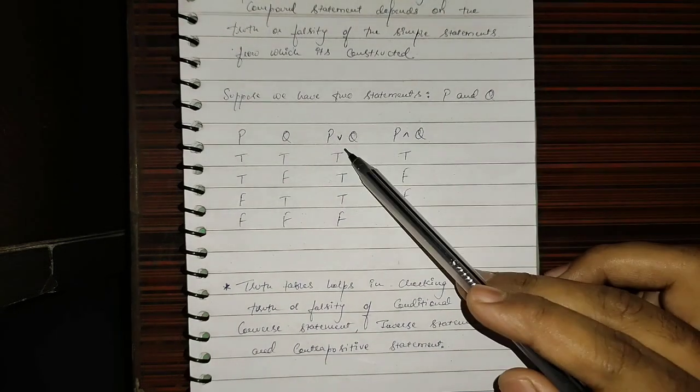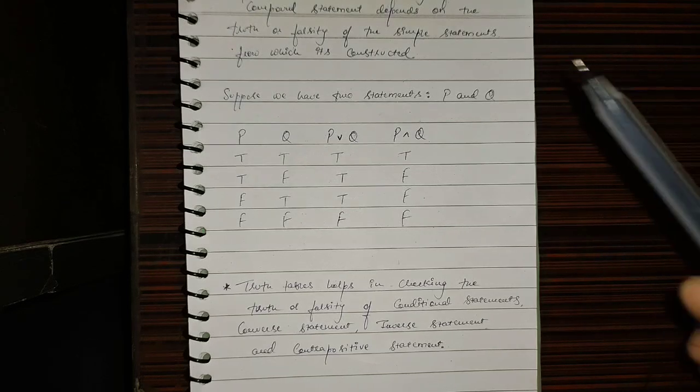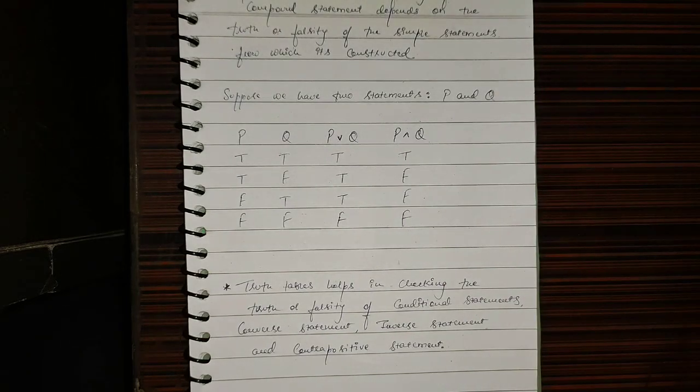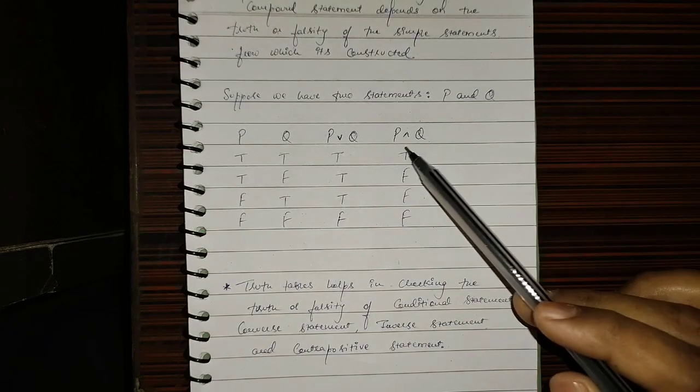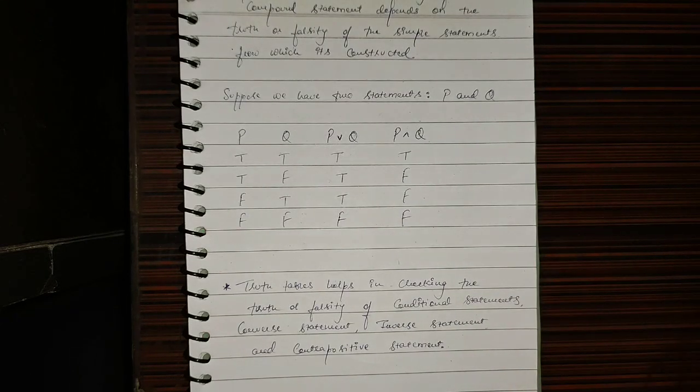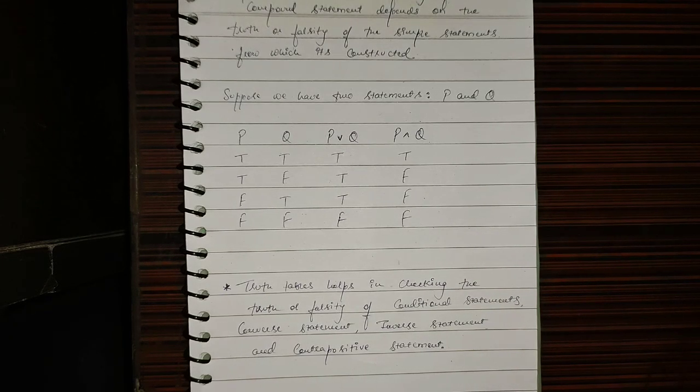Now these two, as we have studied earlier, are compound statements. This statement is P or Q. This is P and Q. These two are made using the logical connectives or and and.